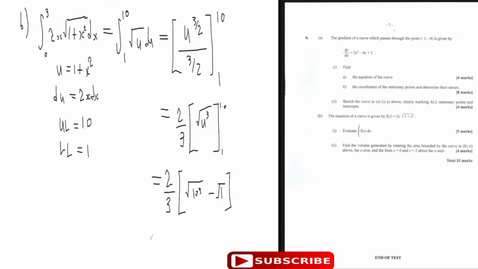So that's going to be 2 over 3 times, 10 cubed is 1000, and then we square root 1000, then we subtract 1, then we multiply it by 2 over 3.